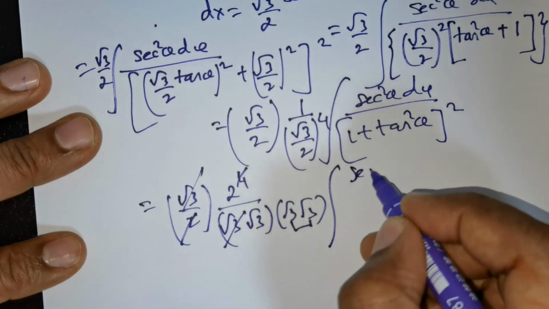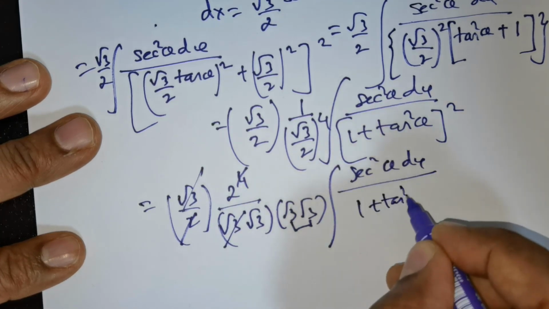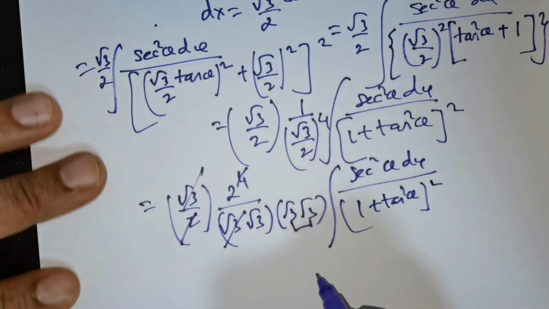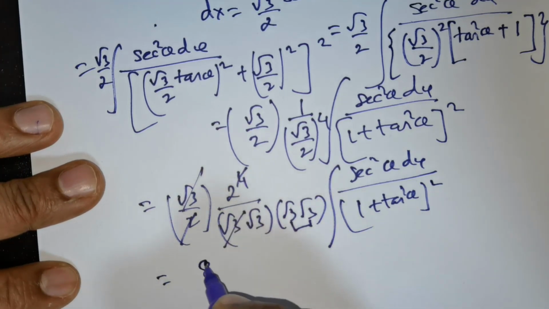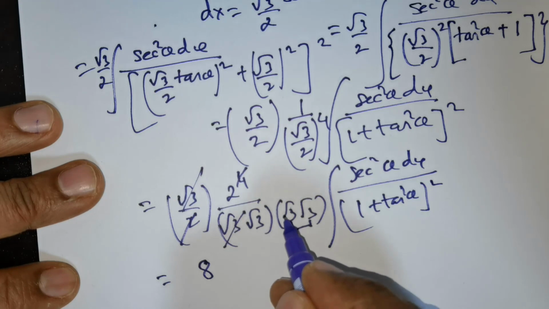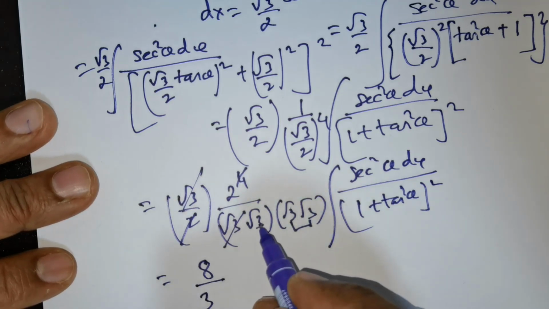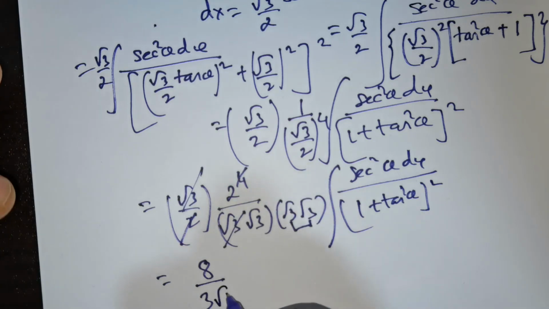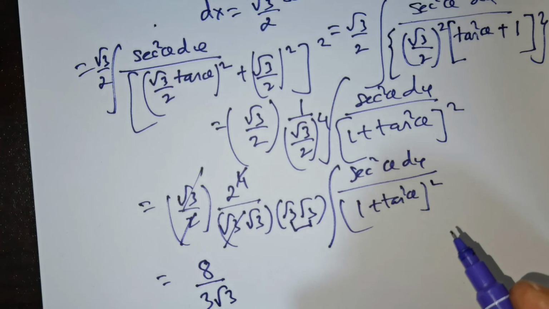Of course I need to place that integral secant squared theta d theta divided by (1 + tan squared theta) raised to the power of 2. So this simplification would lead me to 2 to the power of 3, that's going to be 8. Now root of 3 into root of 3, that's going to be 3 there, and I have a root 3 there, so just place that root 3. Now fair enough, this is what I have got.